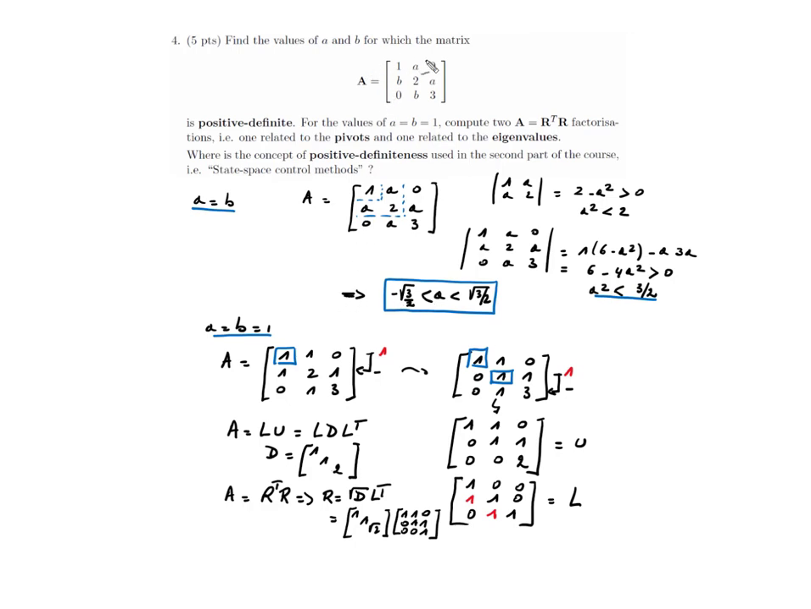So let us now work with A is equal to B is equal to 1. So you obtain this matrix over here, and let us have a look at the first factorization, the one related to the pivots. So what we have to do is to compute the LU decomposition and then the LDL transpose decomposition. So we need to do elimination. We have a first pivot, we need to create zeros below, so we need to perform this elementary row operation with a multiplier, that is 1.